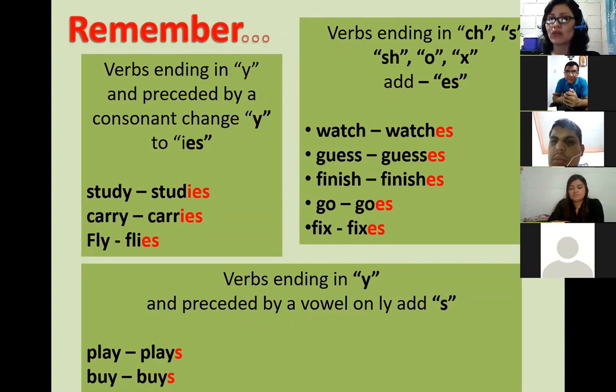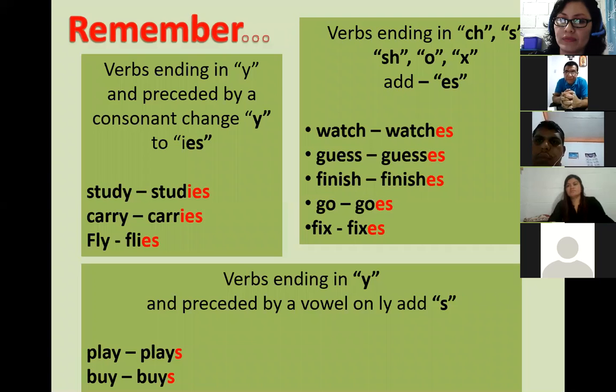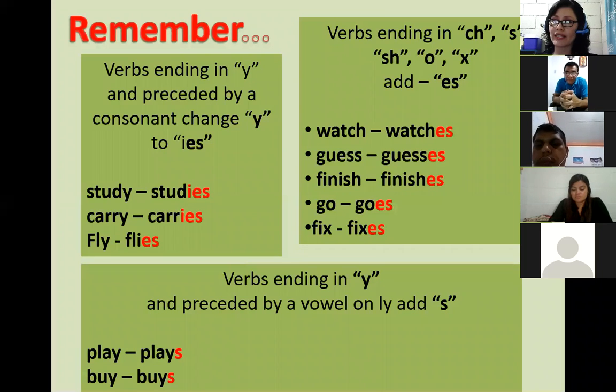Right? And then when we have a verb ending in Y preceded by a vowel, I do not modify the spelling. I just add S to the verbs. Teacher, ¿y todos los demás verbos? Well, we have one more. Hay una más. If the verb ends in E, como ya termina en E, solo voy a agregar S. Like, for example, dance or write, right? Those two verbs end in E. So dance, dances. Write, writes, okay?